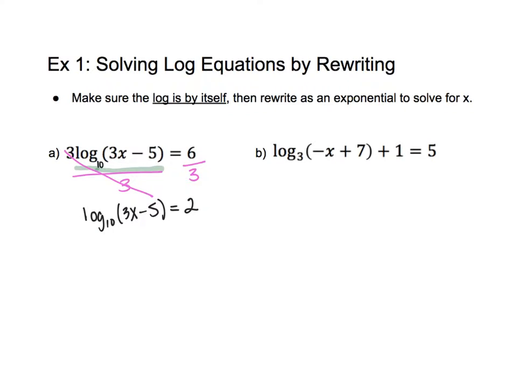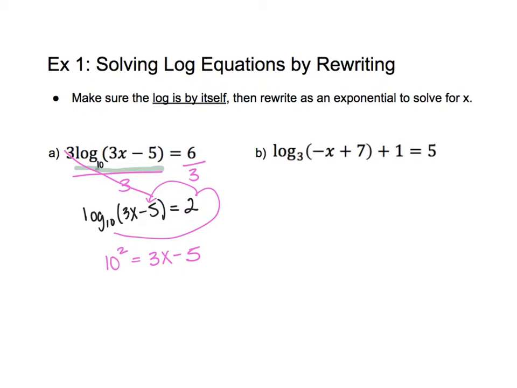So I'm going to try to switch it to an exponent by using the Hart method. So I'm going from the base. So this is 10 to 2, then to 3x minus 5. So this is 10 squared equals 3x minus 5.